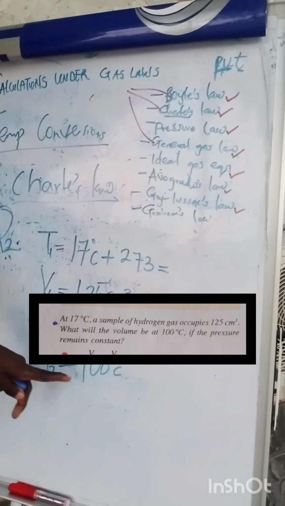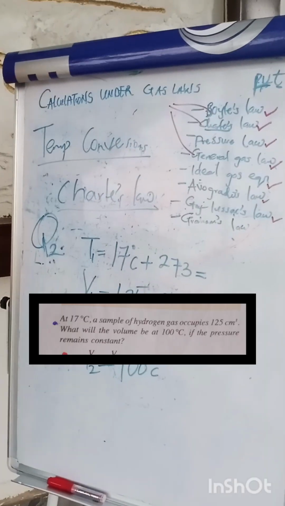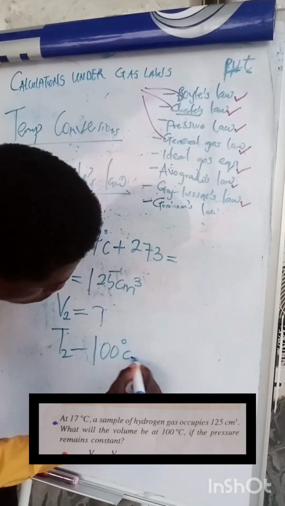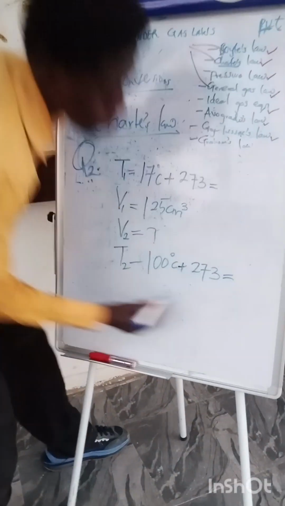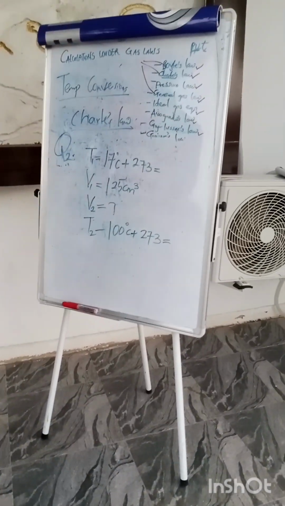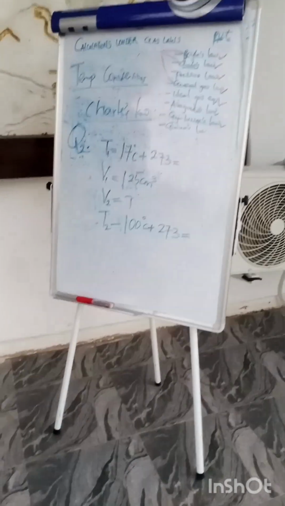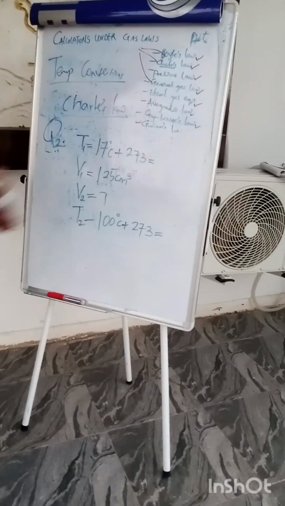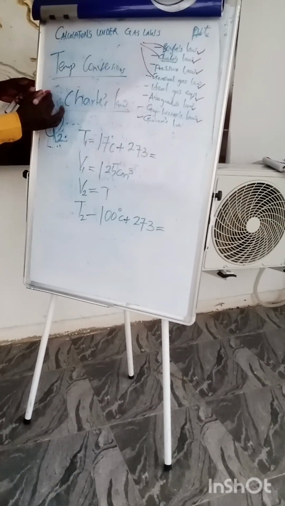And I told you that if this temperature is in degrees Celsius, what you would do is add 273 to convert to Kelvin. Press this on your calculator ahead so that we can put the value soon. They said the pressure remains constant, because Charles' law says pressure is constant.